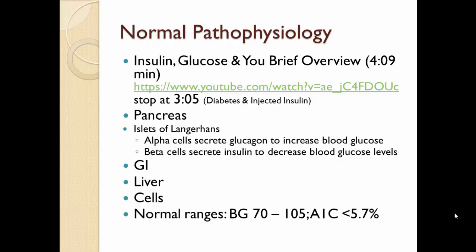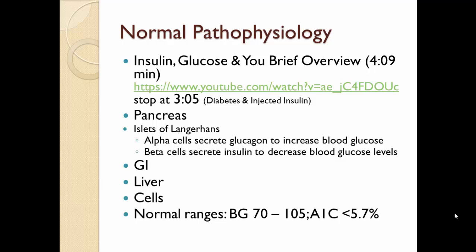There are multiple organs in the body. Obviously, the entire body relies on glucose and insulin, but there are key players to this. The first one is the pancreas. The pancreas has two functions in the body: an exocrine function, which assists with digestion, and the endocrine function, which is your islets of Langerhans. The alpha cells and beta cells are the biggest ones that we're going to talk about. So really we're focusing on the endocrine portion of the pancreas.